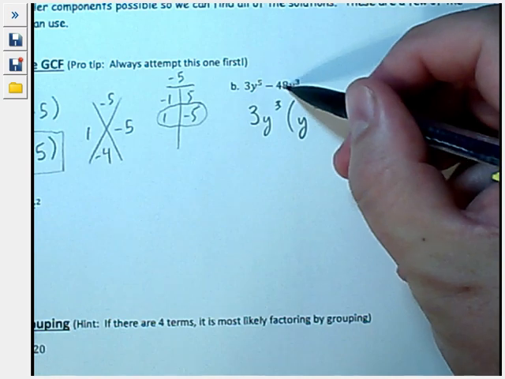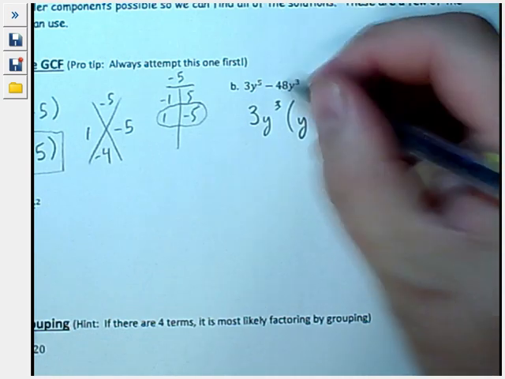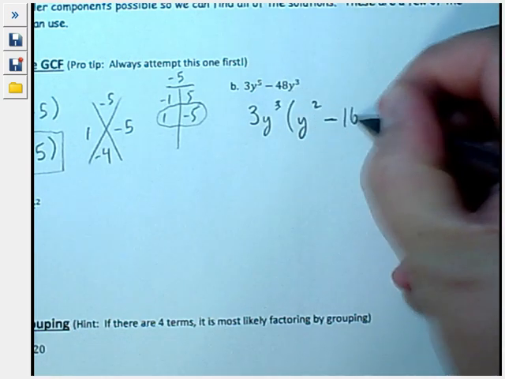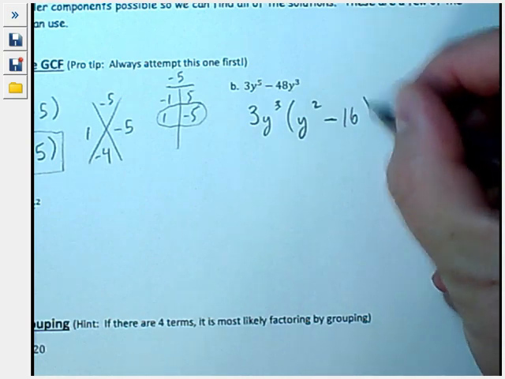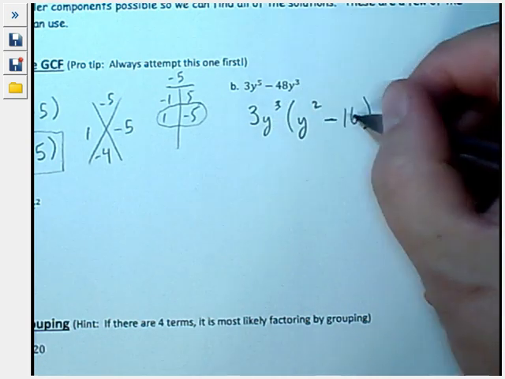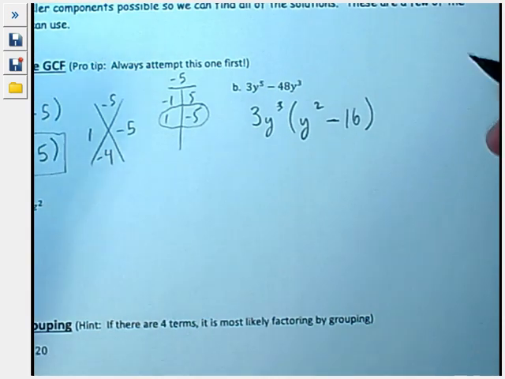And 48, we're going to also, okay, we're dividing by 3. That gives us 16. And that's it, because the y to the third has already been removed from it. So now we got y squared minus 16.